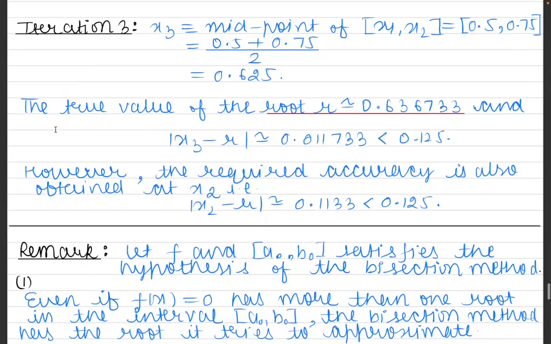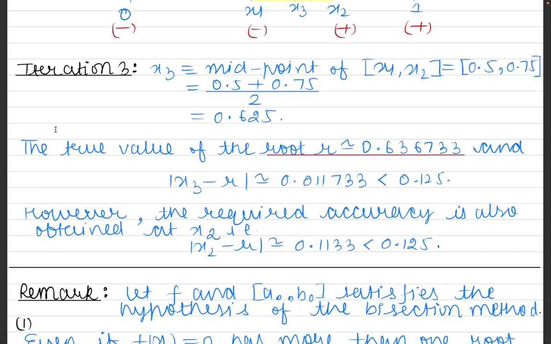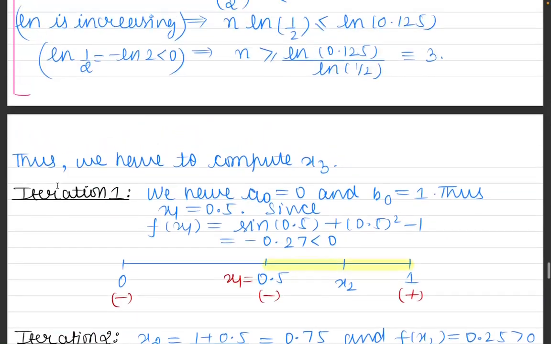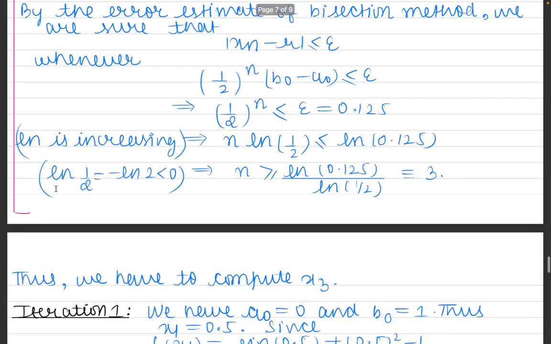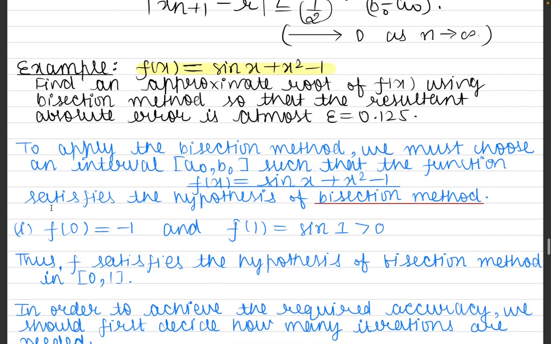So you just see this example. So this was an interesting example. Yeah. So in this example, we see an application of bisection method via this example.